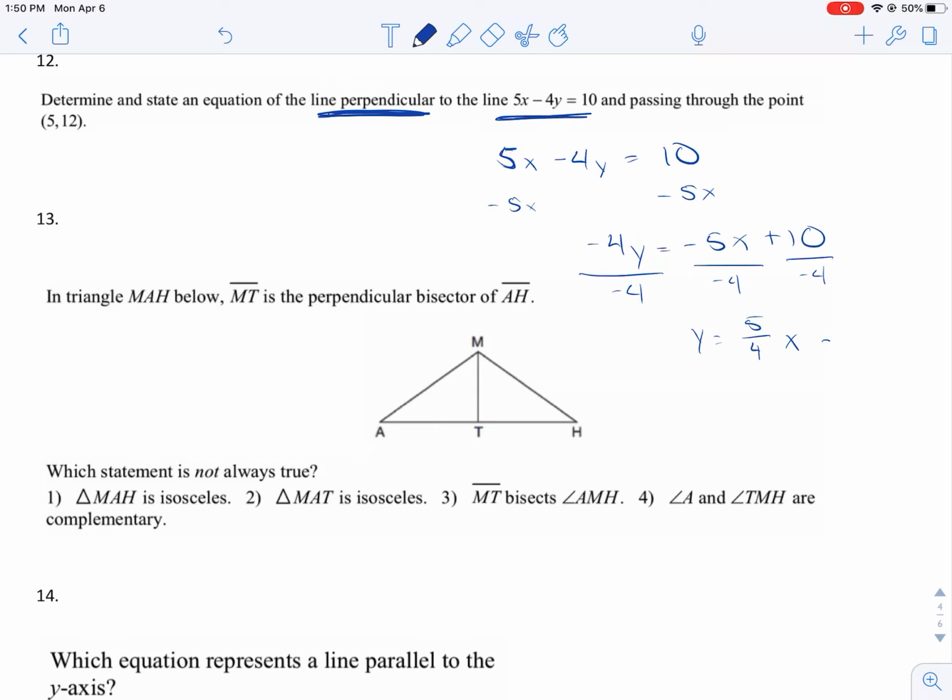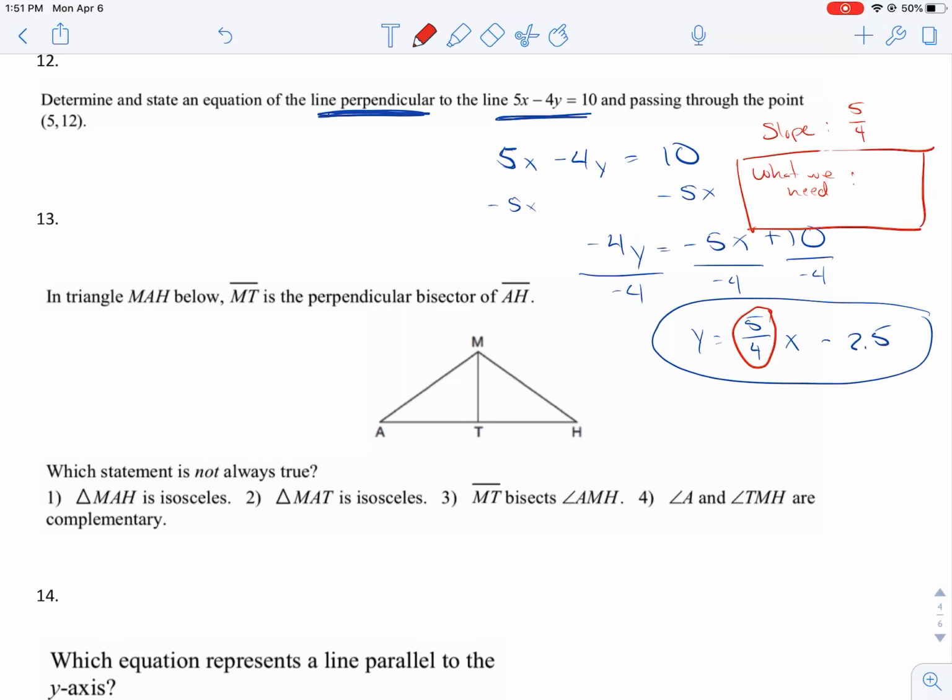Divide by -4, y = 5/4 x - and 10 divided by 4 is 2.5. Okay, so we're not really too concerned about all that. All we really are concerned about is this number right here, 5 over 4. All right, so our slope is 5 over 4. So what we need is a slope of -4/5, and then passes through this point right here.